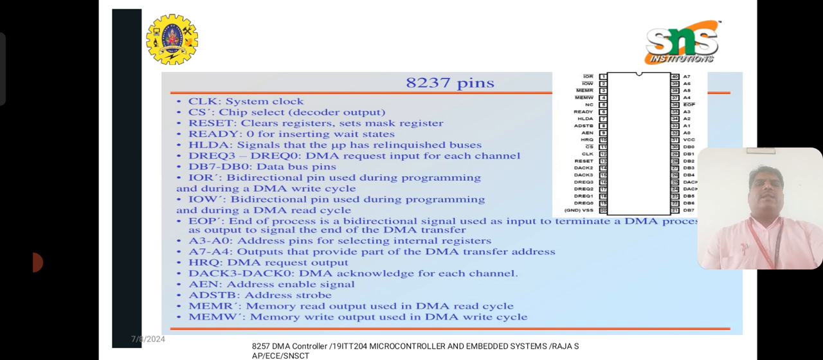A3 to A0, as the name itself indicates, are the address pins for selecting internal registers. Depending upon A3 to A0, it can choose the address of the individual ports. A7 to A4 are outputs that provide part of a DMA transfer address. HRQ is the DMA request output. DACK3 to DACK0 are the DMA acknowledge for each channel. AEN is the address enable signal. ADSTB is the address strobe. MEMR is the memory read output used in the DMA read cycle, and MEMW is the memory write output used in the DMA write cycle.